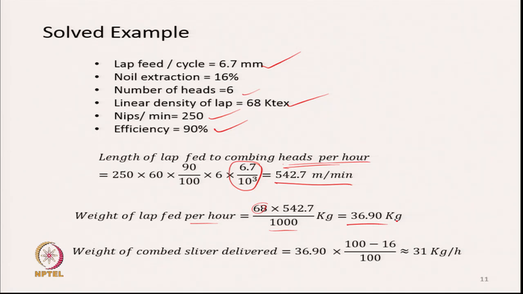So, weight of comb sliver delivered will be how much? So much lap is fed. So, lap fed is 36.9 kg. Sliver delivered will be less than this because we are extracting waste. So, therefore, if 16% waste is removed, then the actual production of comb sliver is going to be 36.9 into 0.84. 100 minus 16 by 100 is basically 0.84, and that will give me a figure 31 kg per hour. That means, this machine will be producing 31 kg per hour.